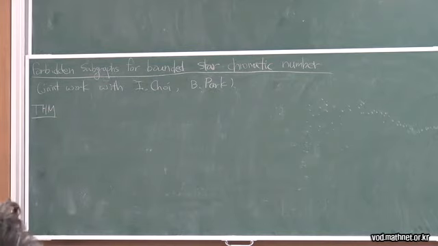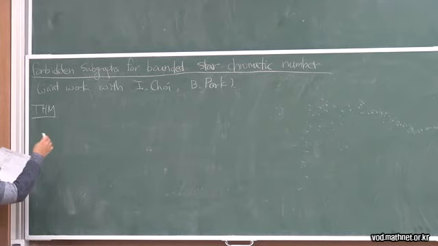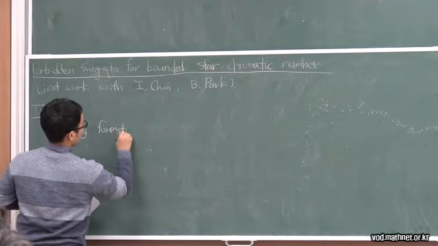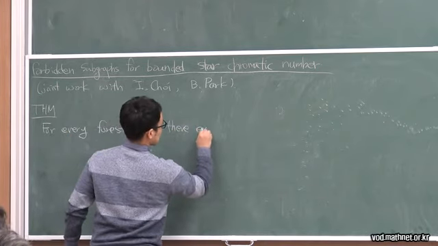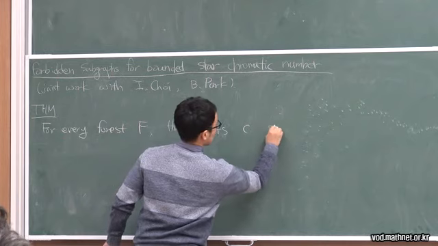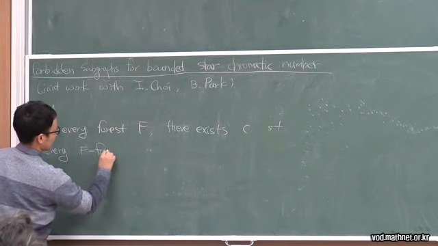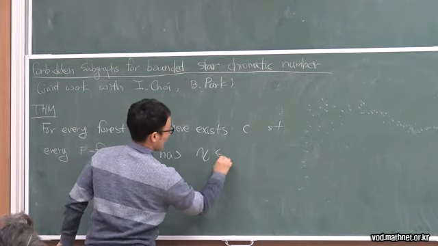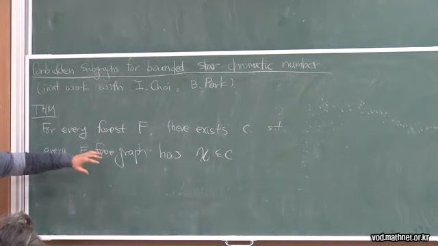I don't know whose theorem it is, but this theorem states that for every forest F, there exists some constant C such that every F-free graph has chromatic number at most C. Here, F-free means that a graph does not contain F as a subgraph.